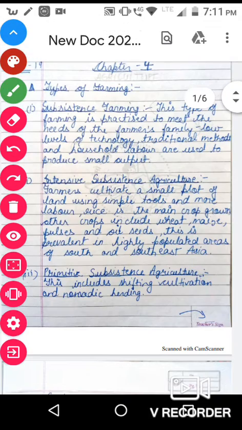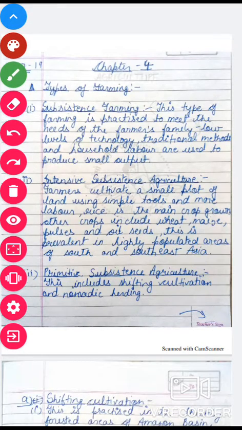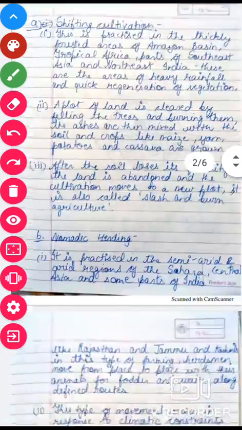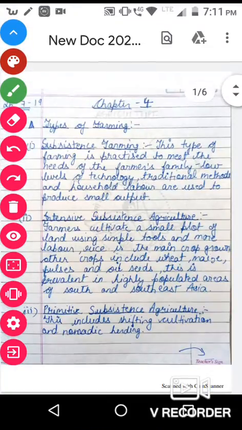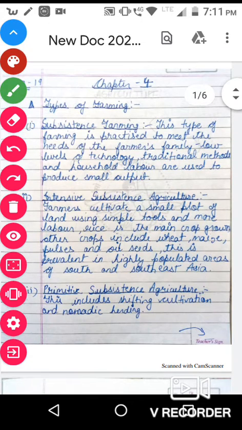First, it says types of farming. The types of farming are subsistence farming and commercial farming. In the part of subsistence farming, we have intensive and primitive. You can see the definition here of subsistence farming. The question can come: describe this farming.